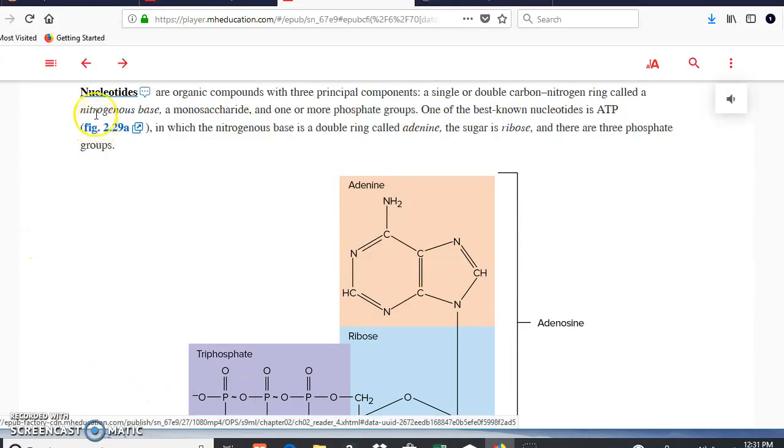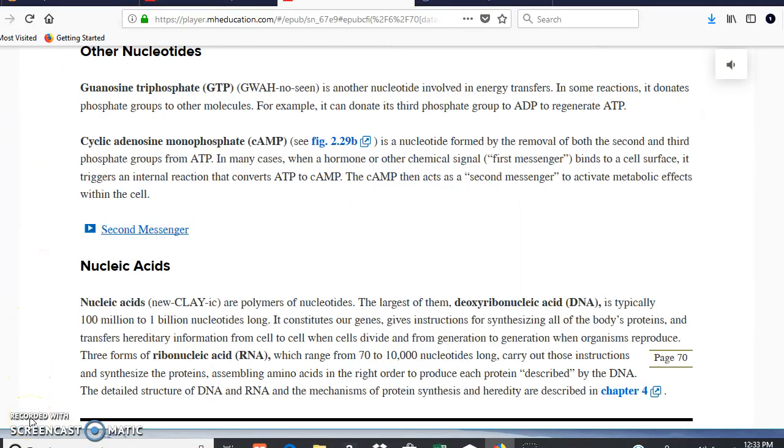Now, another function of nucleotides is to be the main component of nucleic acids. If we scroll down, we can see right here nucleic acids, and the nucleic acids can be DNA as well as RNA. We can mention this later on in other chapters. Other types of nucleotides are going to be adenosine triphosphate as well as cyclic adenosine monophosphate.